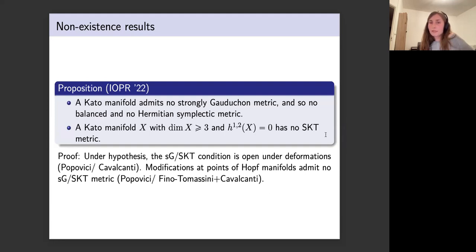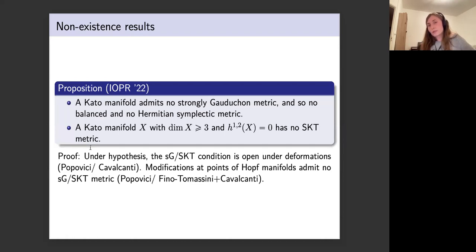So first of all, as I said, the strongly Gauduchon condition is open under deformation. And also the strongly Kähler with torsion condition is open under deformation if you also assume this H^{1,2} equal to 0. The SKT statement was shown by Cavalcanti and the strongly Gauduchon one by Popovici. And we now have to recall that Kato manifolds sit in a family where they were the central fiber and the nearby fibers were modifications of Hopf manifolds.